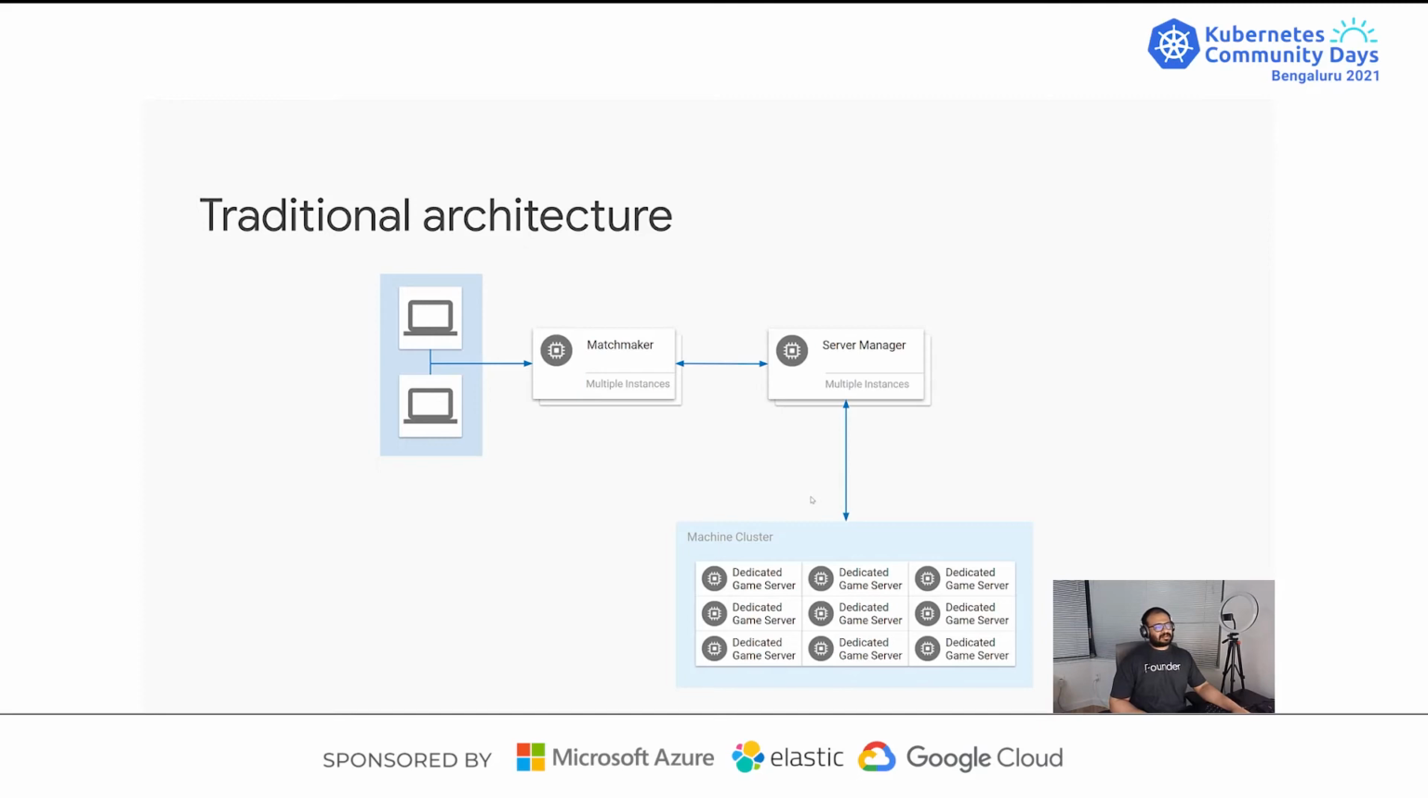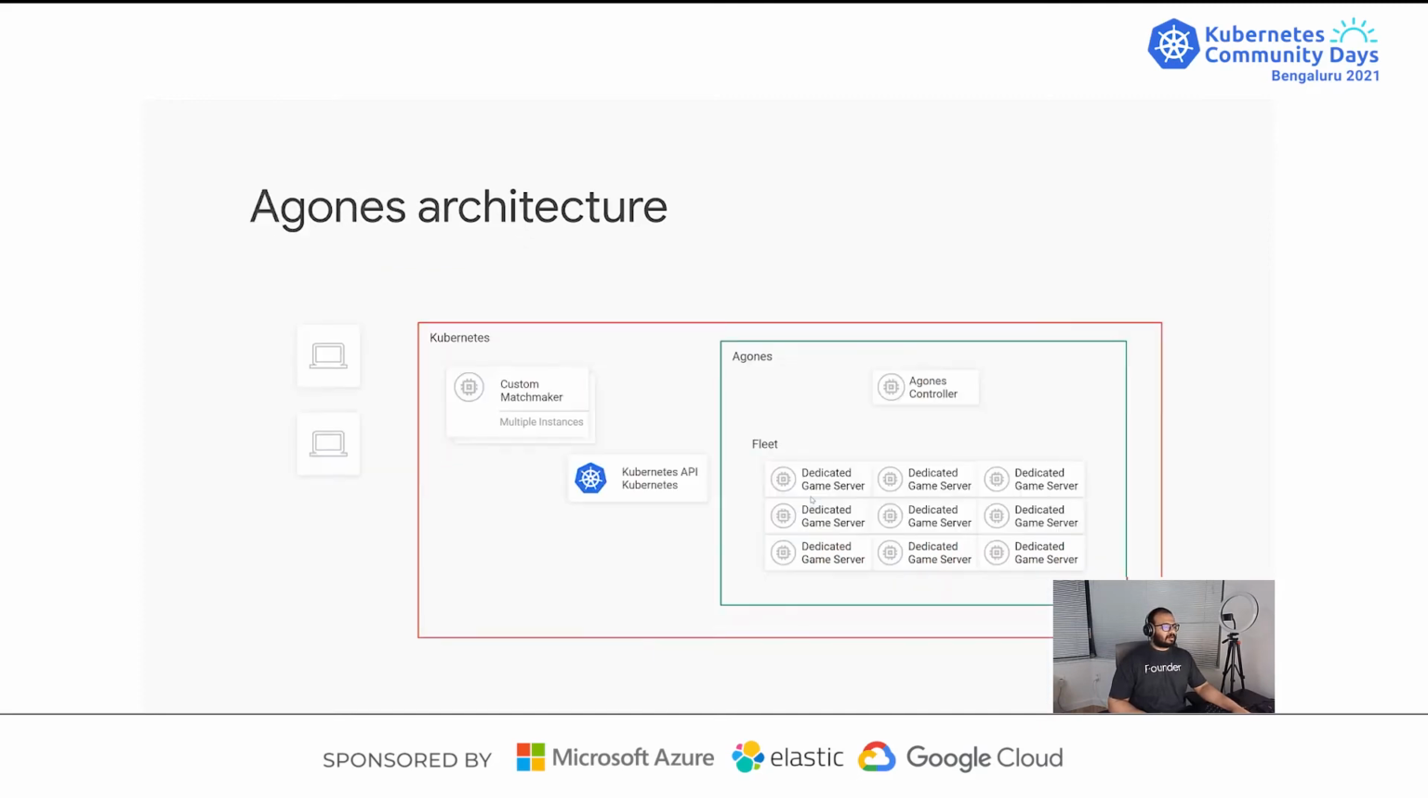Now, imagine this in Agones world. In Agones world, everything sits in Kubernetes. Now, in Kubernetes, you have a custom matchmaker. Again, custom matchmaker is where you have a logic to match two gamers or two players. Two players send information to the custom matchmaker, which in turn sends a request to match them, and sends a request to the Kubernetes API. Now, Kubernetes API sends, here's the differentiation.